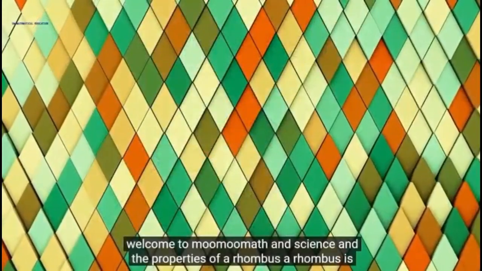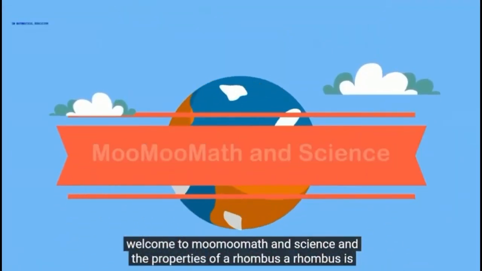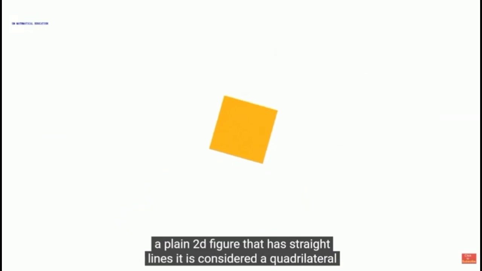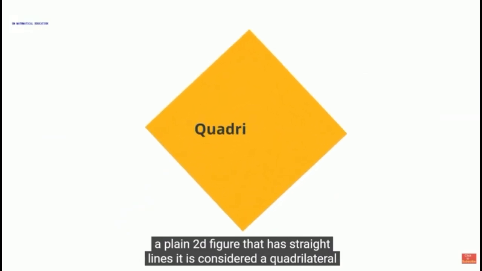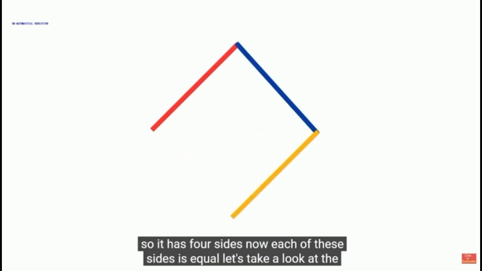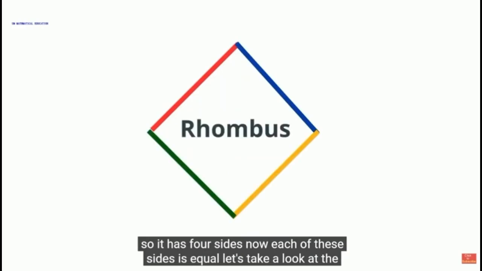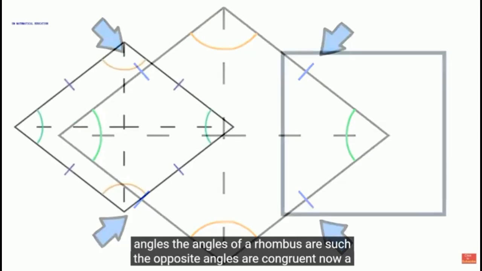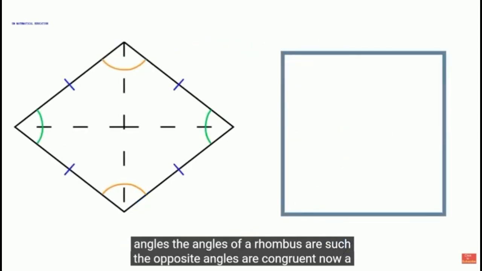Welcome to Moo Moo Math and Science and the properties of a rhombus. A rhombus is a plane 2D figure that has straight lines. It is considered a quadrilateral, so it has 4 sides. Now, each of these sides is equal. Let's take a look at the angles. The opposite angles are congruent.